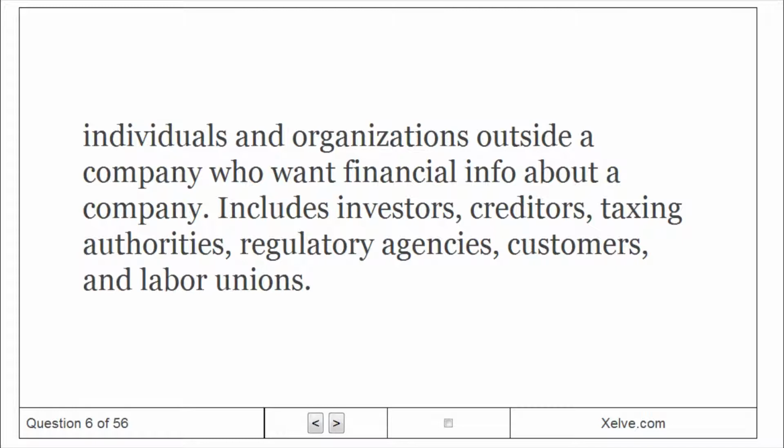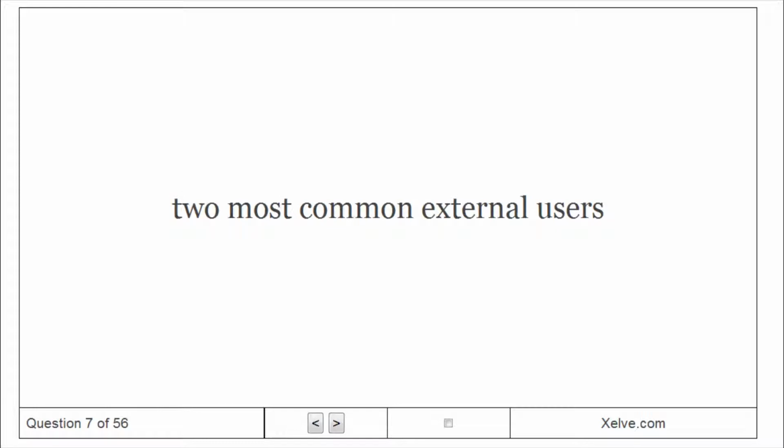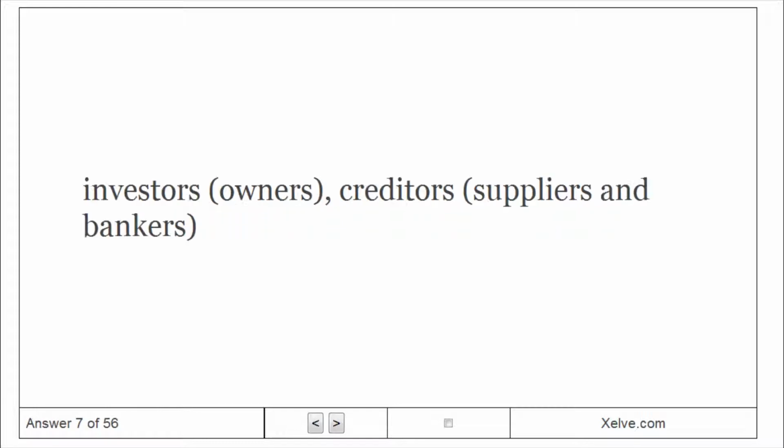Individuals and organizations outside a company who want financial info about a company, includes investors, creditors, taxing authorities, regulatory agencies, customers, and labor unions. External users. Two most common external users: investors, creditors.